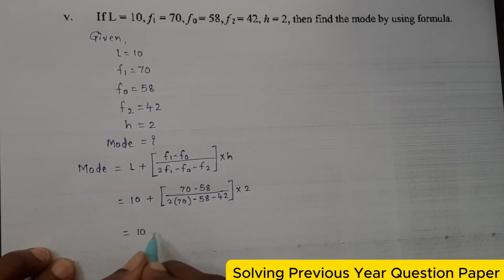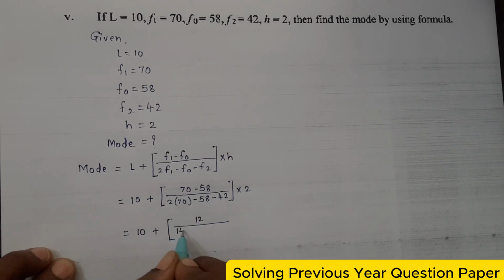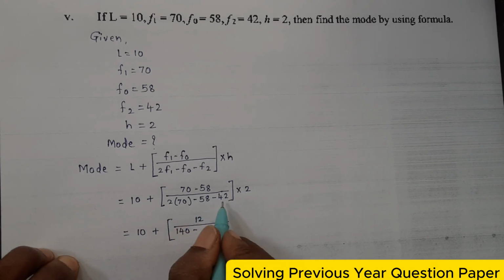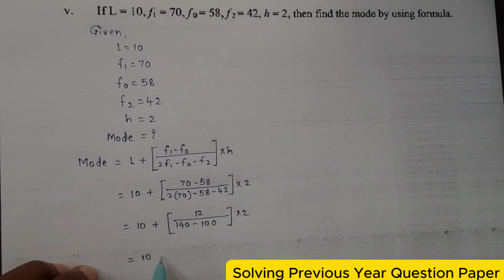Then 10 plus, here 70 minus 58, that is 12. Then here 140 minus 58 minus 42, students, so here 100. So multiply 2. Then 10 plus 12 upon 140 minus 100, that is 40, and here I write 2, okay, in the bracket.